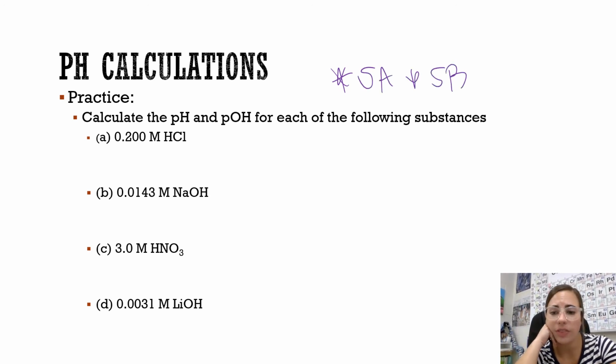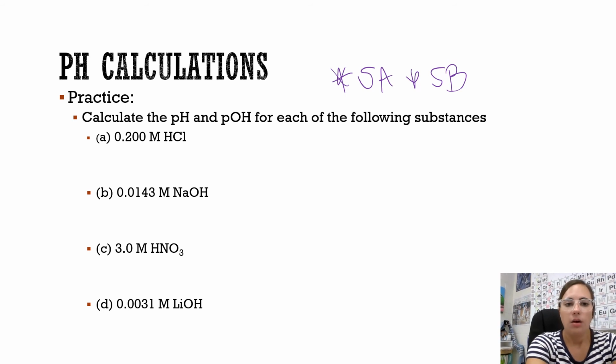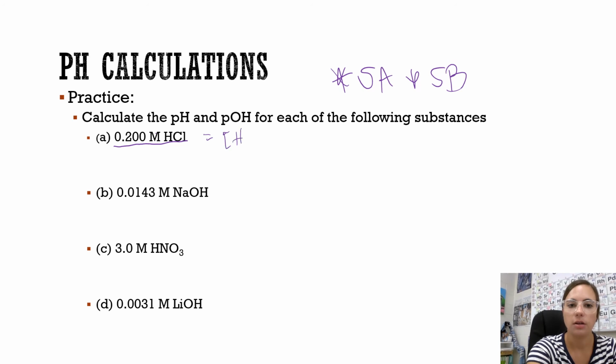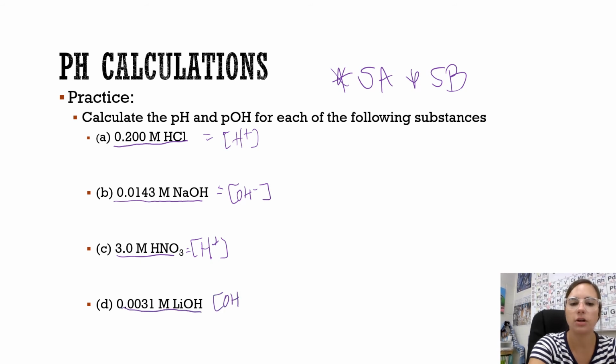Because we're going to learn that what that means is that they fully dissociate. We're going to learn this later. But I say that to say it's important for a strong acid and a strong base to realize that whatever concentration you're given for HCl, that's the same concentration of H+, because this is an acid. For a strong base, that is the concentration of hydroxide. So for a strong acid, that's the concentration of hydrogen. For a strong base, that's the concentration of hydroxide.